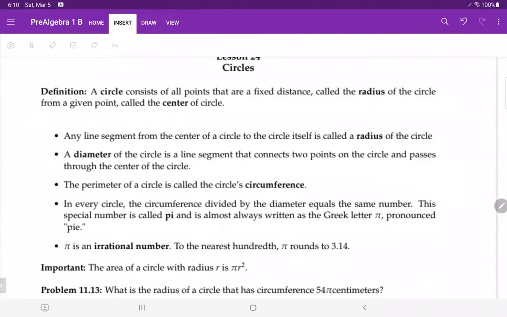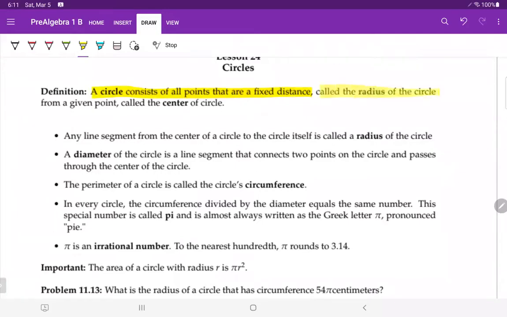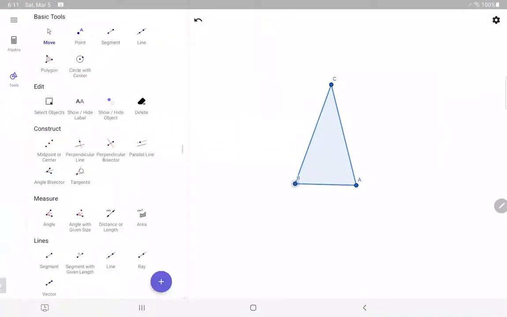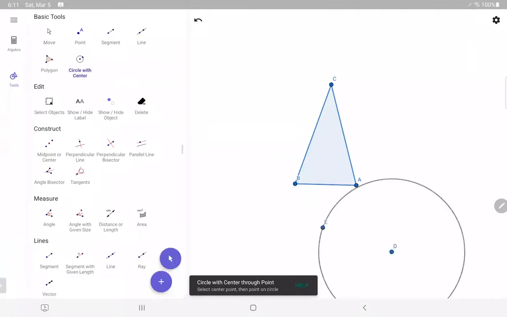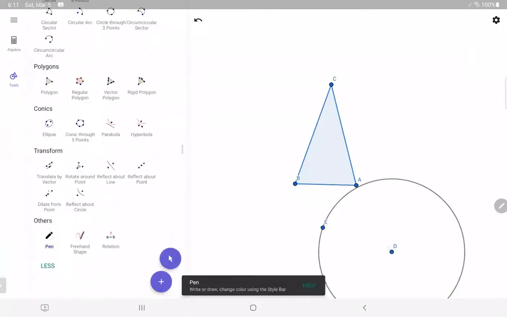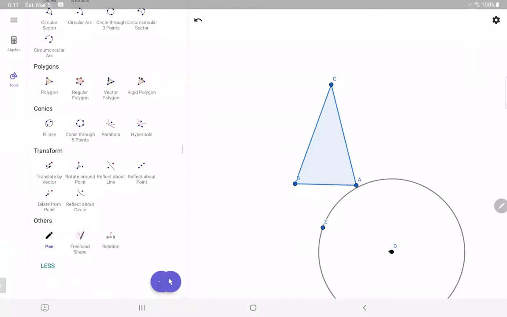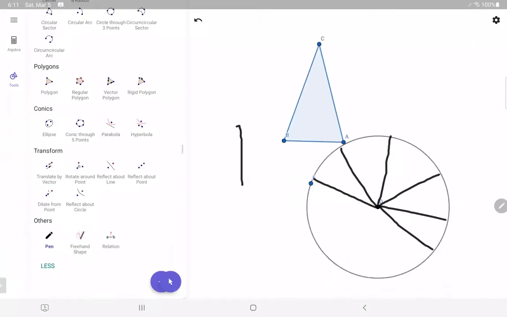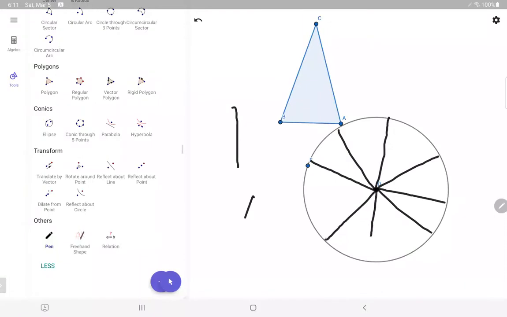What is the circle? The circle consists of all points that are a fixed distance, called the radius, from a given point called the center. So this is the circle. Look at this: the point here is the center, and all of the points on the circle have a fixed distance from this point. All of the points, this distance is fixed. So this is the definition of the circle.